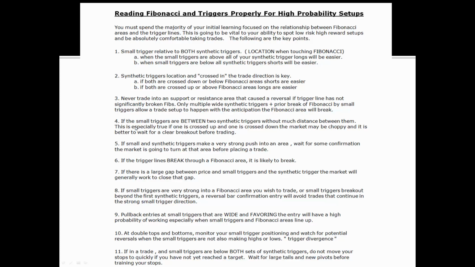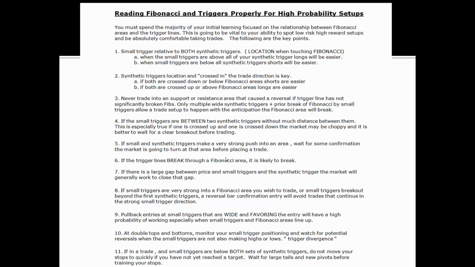Right? Number 4, if the small triggers are in between two synthetic triggers without much distance between them, the market typically gets choppy. You need to wait for a breakout before you're trading. Number 5, if the small and synthetic triggers make a very strong push into the area, we want to wait for confirmation. Right? Reversal bars, high volume areas that the area is actually going to turn before placing a trade.